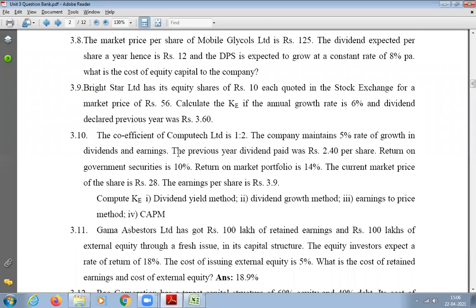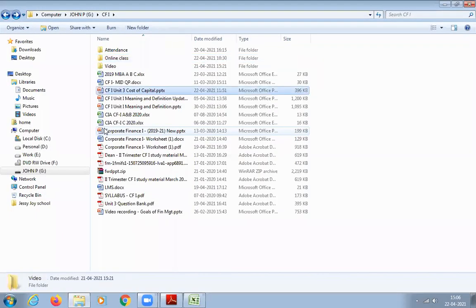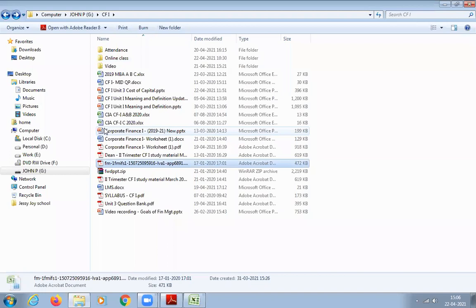Okay, so 3.8. 3.8 is problems which belong to cost of equity. Now we are done with cost of debenture, that is cost of debt. Then we are done with cost of preference share. Now, next onwards, we have problems on cost of equity. Okay. So before we take up 3.8, I have a small PPT to show you the formulas, just to make you familiar with the formulas.